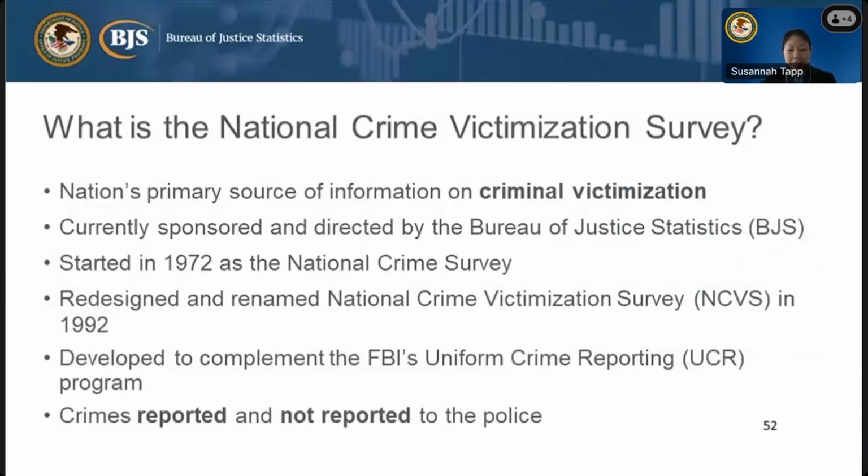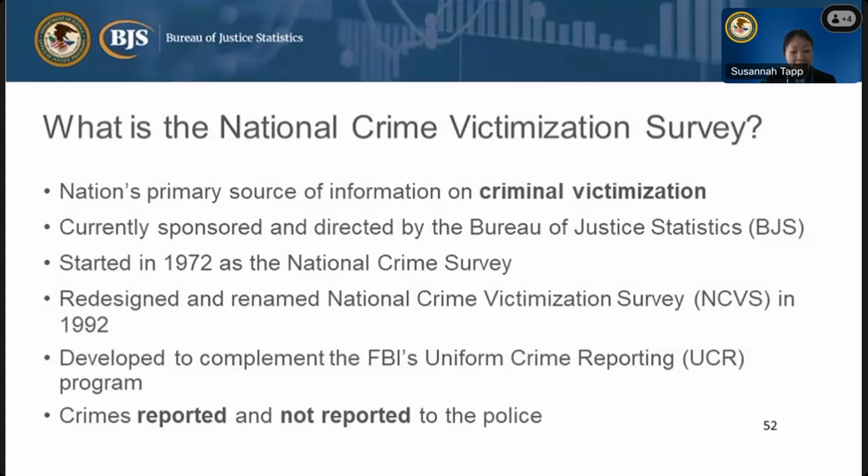So what is the National Crime Victimization Survey? The NCVS is the nation's primary source of information on criminal victimization, sponsored and directed by the Bureau of Justice Statistics, BJS. It started in 1972 as the National Crime Survey and was redesigned and renamed the National Crime Victimization Survey in 1992. It was developed to complement and serve as an independent calibration of the FBI's Uniform Crime Reporting Program. And up until this redesign, the NCVS had remained relatively unchanged since 1993.